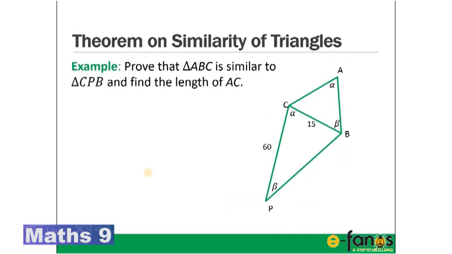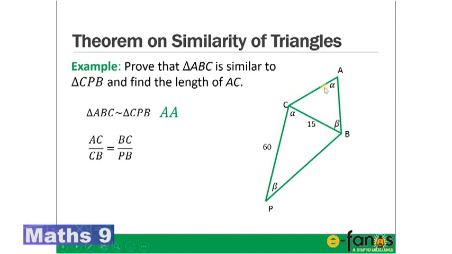Example: prove that triangle ABC is similar to triangle CPD and find the length of AC. Triangle ABC here has two angles alpha and beta, and triangle CBP here also has two angles alpha and beta, so therefore the two triangles are similar by the AA theorem. Now we can use the ratios to find out the missing lengths.